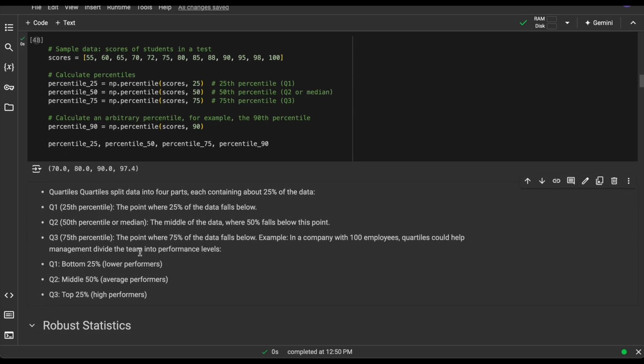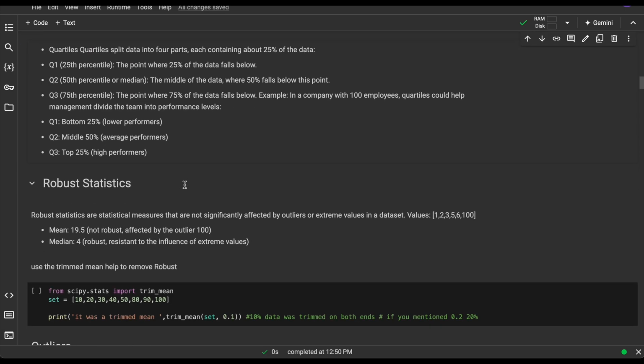The quartile is not like that. The quartile splits the data into four parts, at 25, 50, and 75. These are the same as the percentiles; there is no difference between the two.